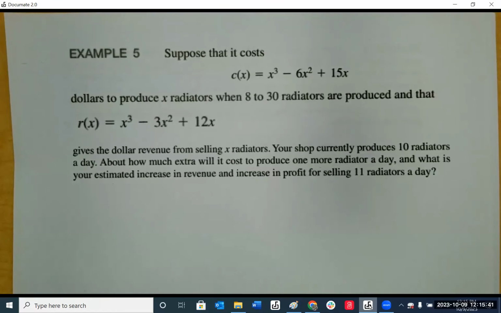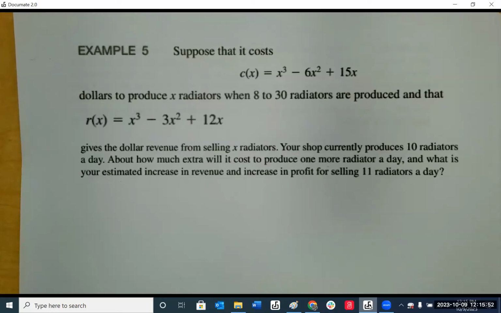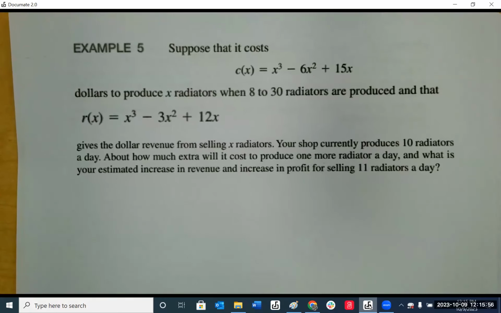Where's example 4? Lost example 4. I lost example 4. Oh well. Let's do this one then.